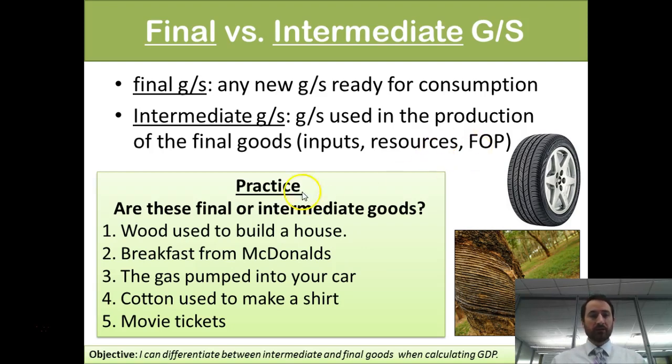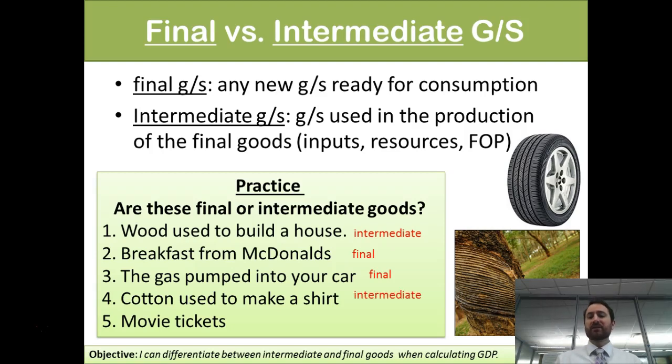Alright, so taking a look at wood that's used to build a house, that's going to be an intermediate good. It's an input used to build your final good, which would be your house. Breakfast from McDonald's, that's going to be a final good because you are going to consume it. If you're going to consume it, it's probably a final good. Just like gas pumped into your car, you will consume that, so that's going to be a final good.